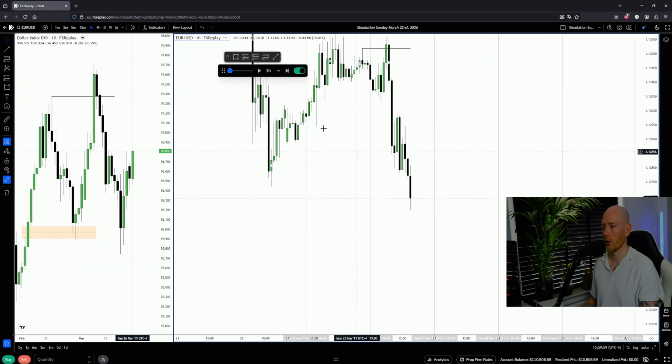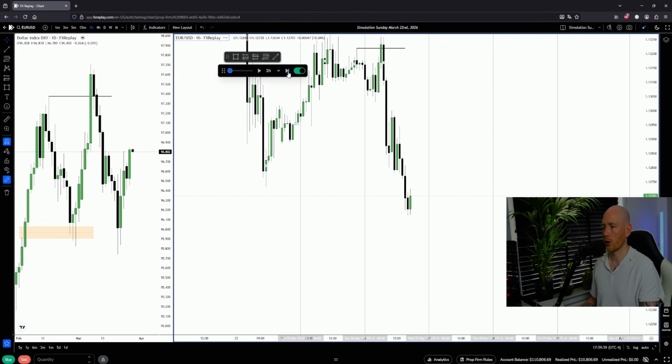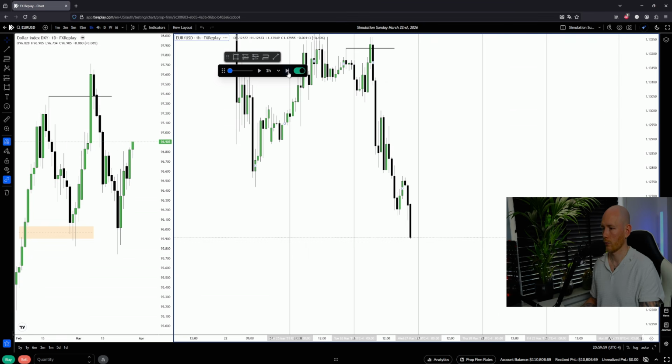No key levels yet. Let's skip to the next daily candle. Am I just missing something? Why is the Asia session moving again? I hate this so much.